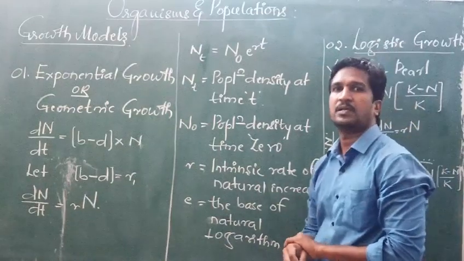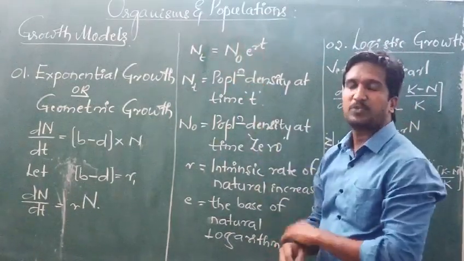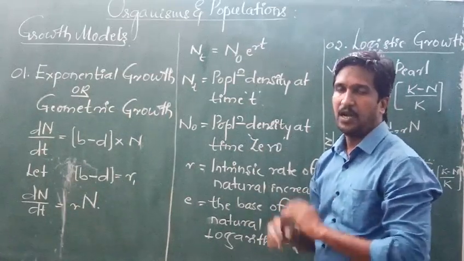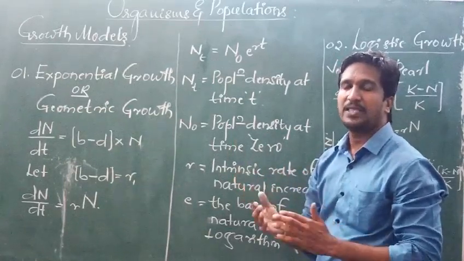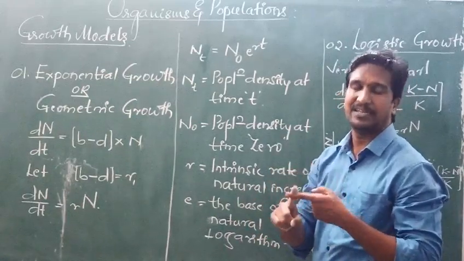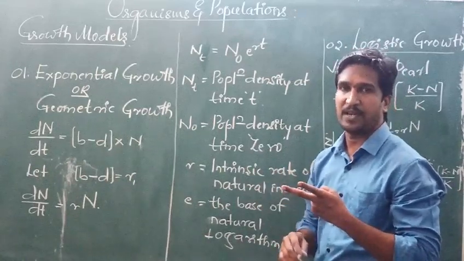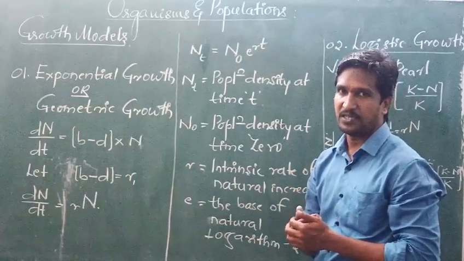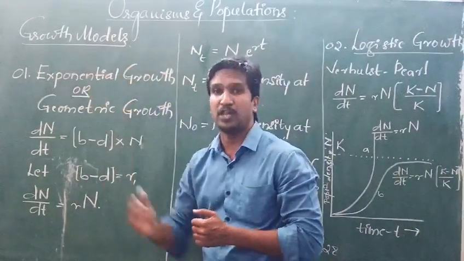Students, in the chapter Organism and Population, in your previous period you studied the growth rate, how a population grows with the help of a growth rate. The sequential steps were natality, that is the birth rate, mortality, that is the death rate, then immigration and emigration, as you have studied. So today in this class you are going to learn about the growth models.